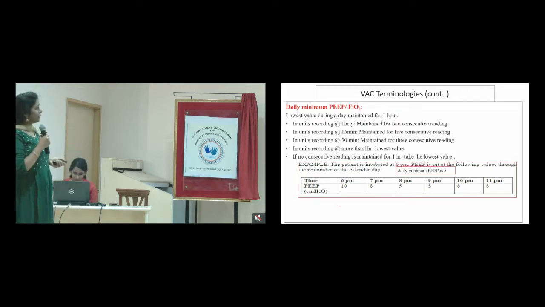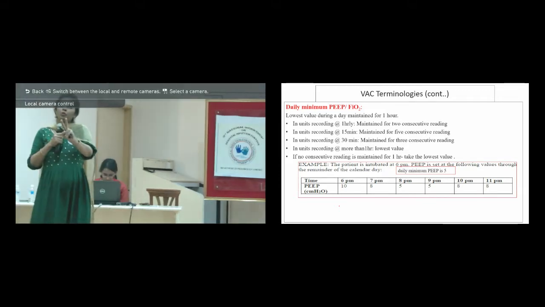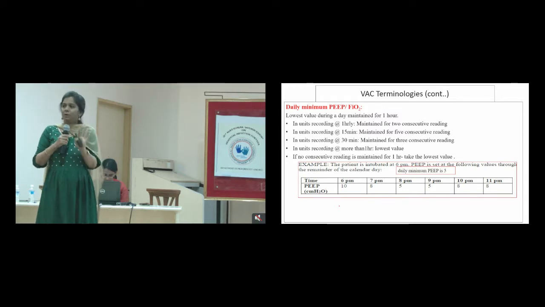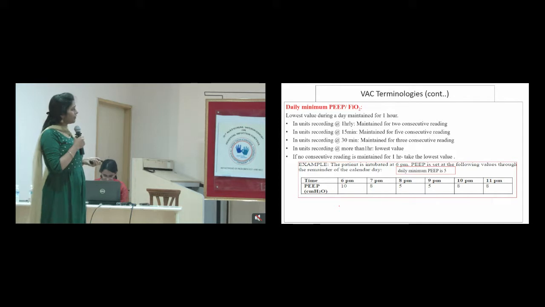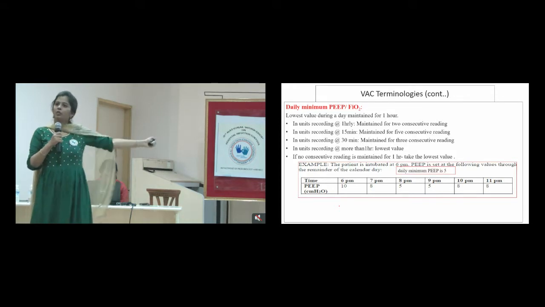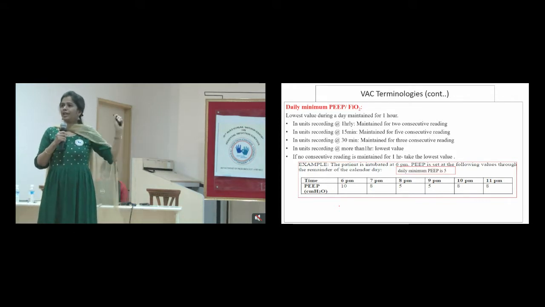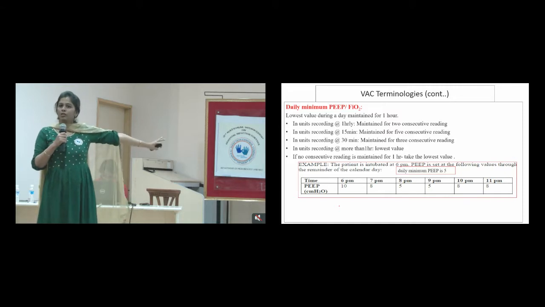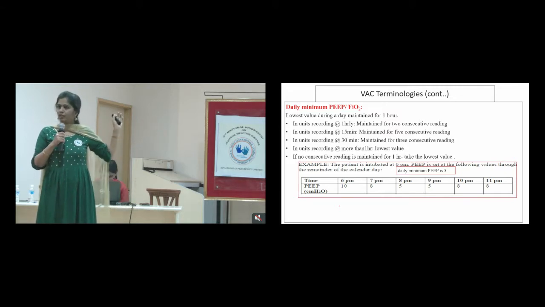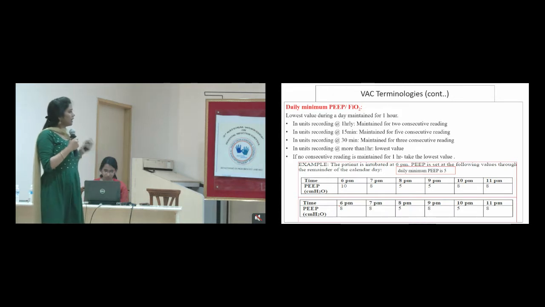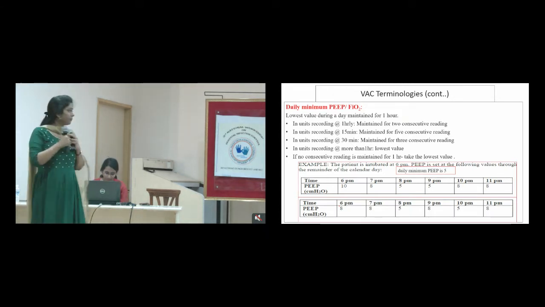Because we are calculating the daily minimum value, the one value which is maintained at least for 2 hours. So here 5 is maintained at least for 2 hours. We are going to take it as 5. Daily minimum PEEP for this particular example is 5. Clear? Next example, can you tell me what is the daily minimum PEEP?